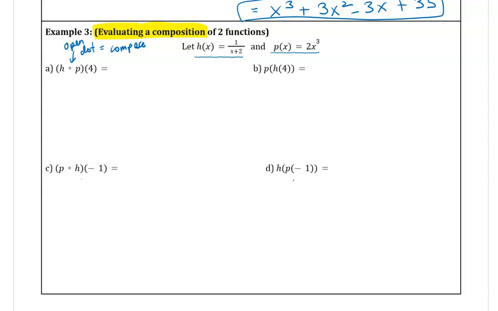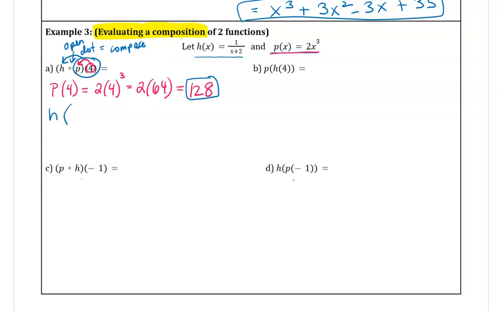So I work my way from the inside out. I start with 4 and plug that into p. So here's p right here. I'm going to take the x value of 4 and plug it into the p function, which tells me to cube the 4, which is 64, and then to multiply that by 2, which is 128. So p evaluated at 4 results in 128. So then this becomes the y value of p when x is 4. And this is the thing I'm going to then plug into h. So now I do h of 128.